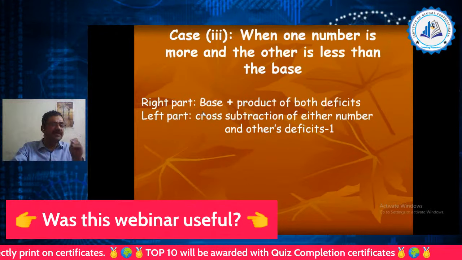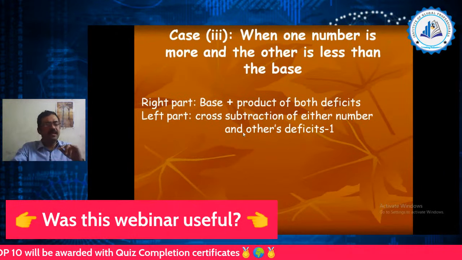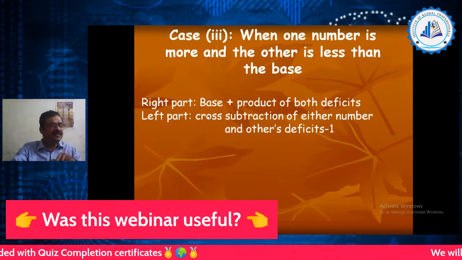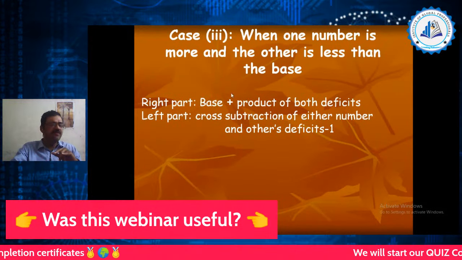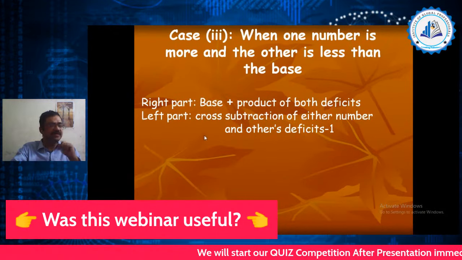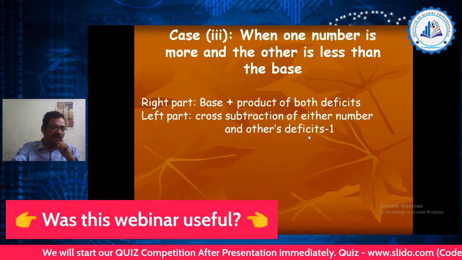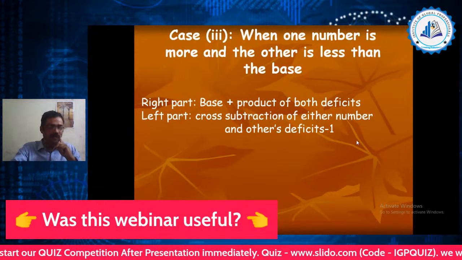The right part is base plus product of both defects. In the previous case, it was only the product of both defects. But in this case, the right part is base plus the product of both defects. In the left part, cross subtraction of either number and the other number's defect, and minus 1. Notice this.